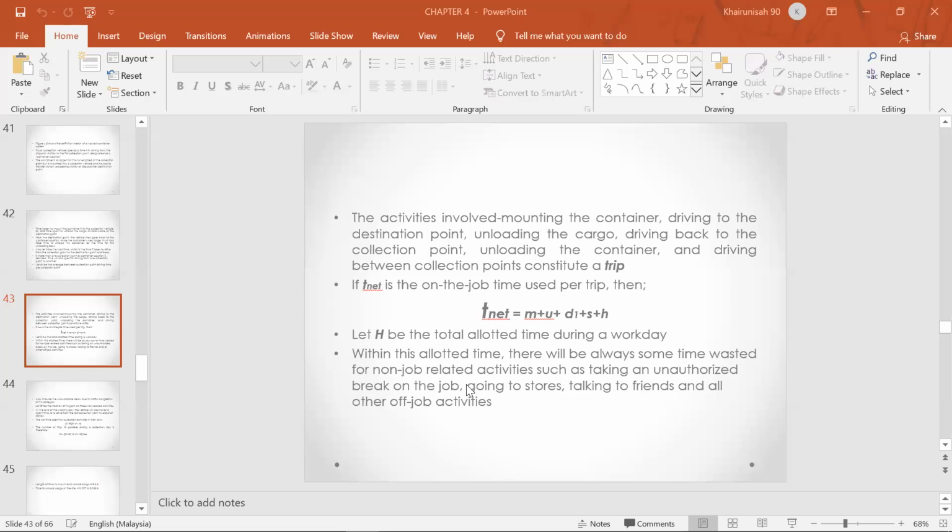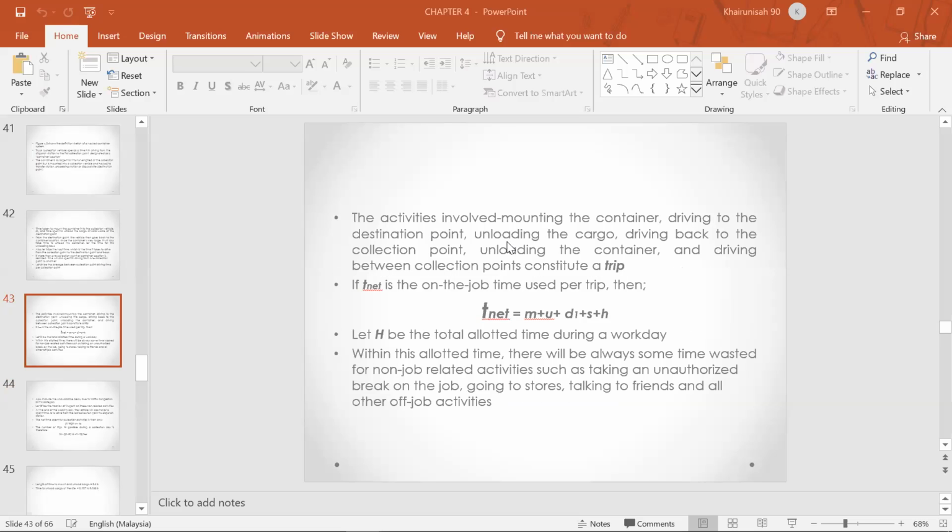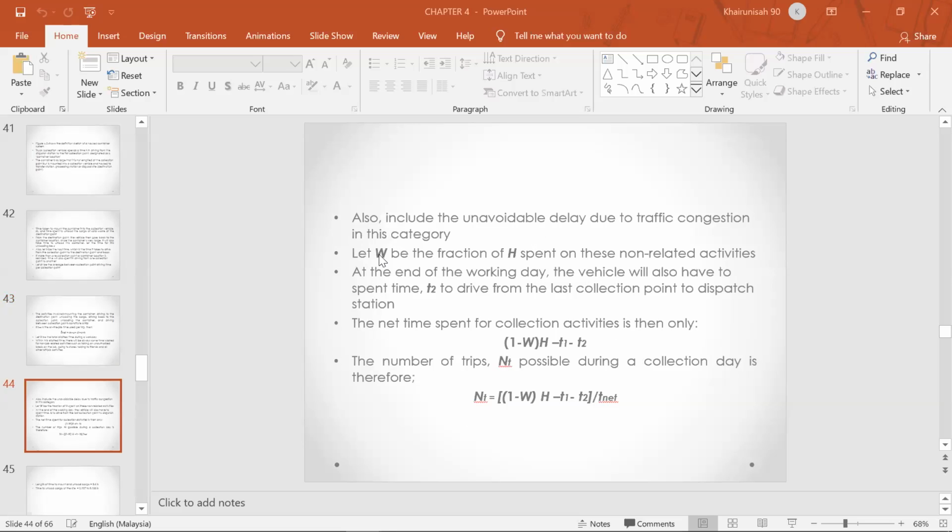And this also relates to this, which is unavoidable delay due to traffic congestion. Those off-job activities are unrelated to the job. We call it W, the big W, which is the fraction of H that is off-job. So here, it is just 15% of the total work day.